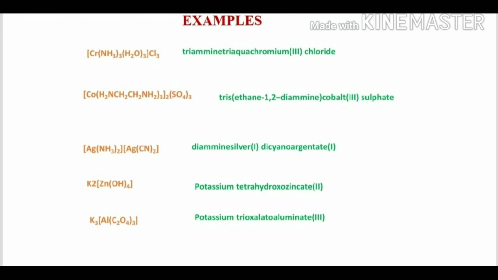That's why the first one is given as diamminesilver(I), the next dicyanoargentate(I). Why? Because the second species is negative 1, so the central metal ion is suffixed as -ate, argentate. So these are also some other examples I gave. So I think this presentation is very helpful for you.